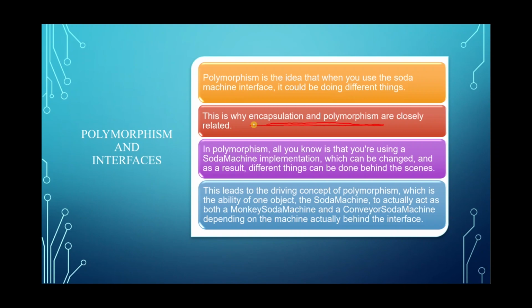So in polymorphism, all you know is that you're using the soda machine implementation, which can be changed. And as a result, different things can be done behind the scenes. This leads to the driving concept of polymorphism, which is the ability of one object, the soda machine, to act as either a Pepsi soda machine or a Coca-Cola soda machine, depending on the machine actually behind the interface, behind the scenes.